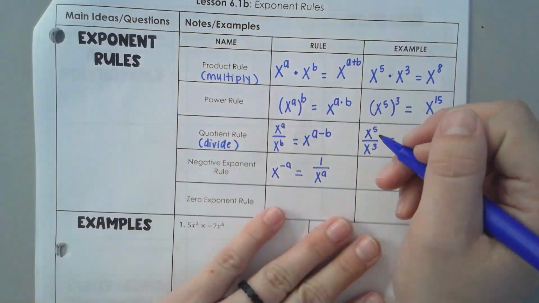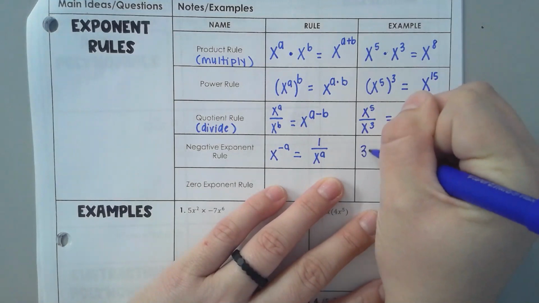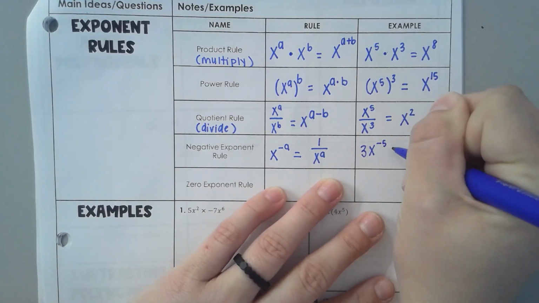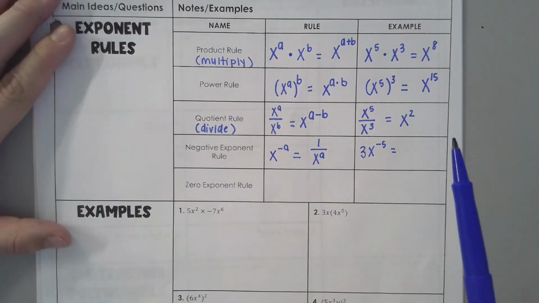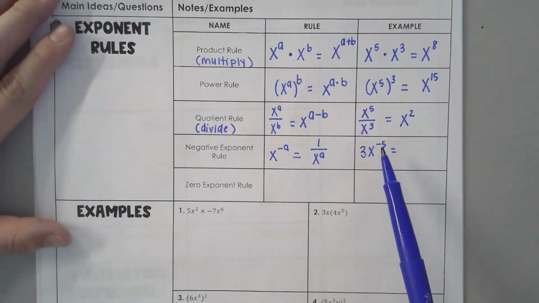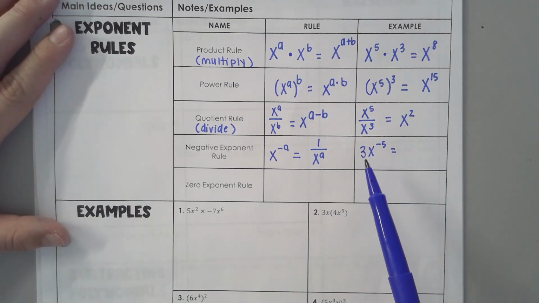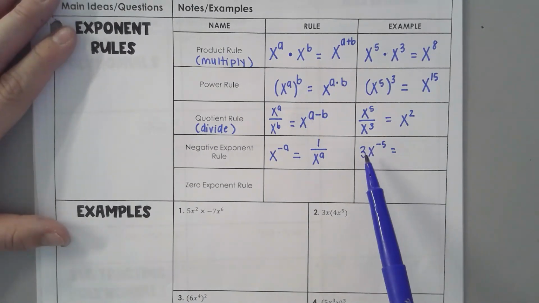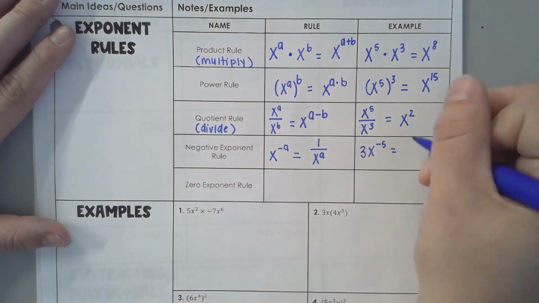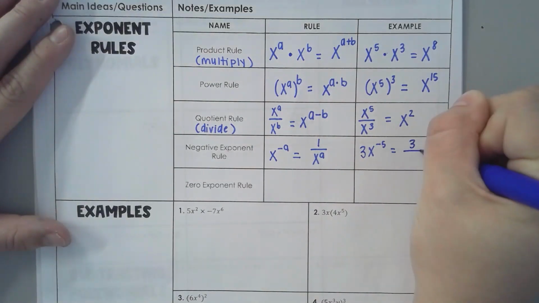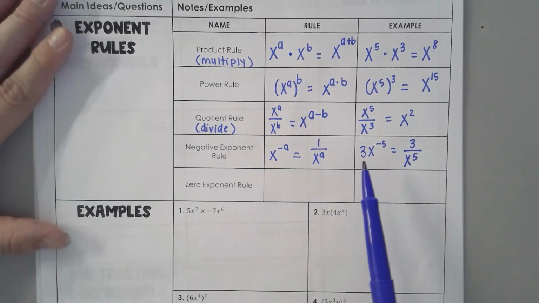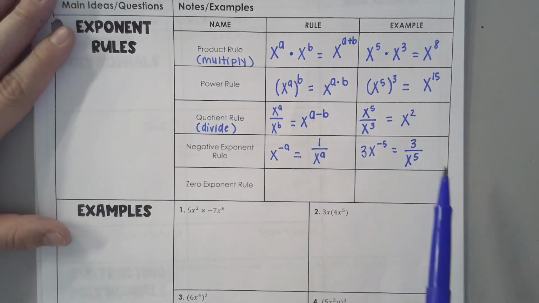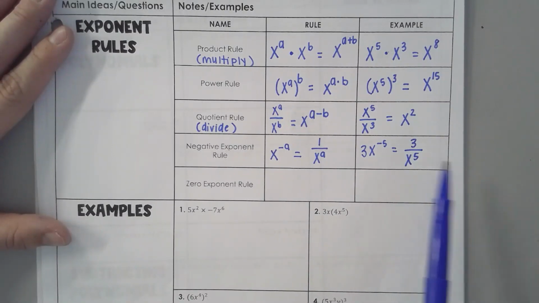So for example, if I have 3x to the negative 5th, the only thing that has the negative 5 exponent is the x. That negative 5 exponent does not go with the 3. So this is equal to 3 over x to the 5th. Because that 3 did not have the exponent, it did not move. But the x, I moved it to the bottom, and that 5 became positive.